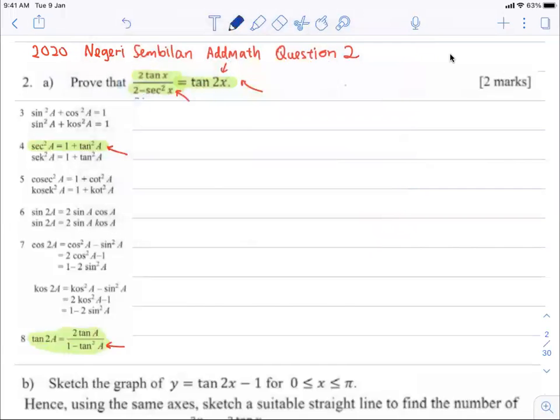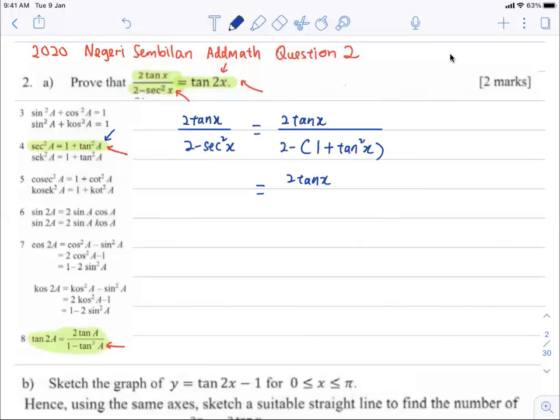From the left hand side, 2 tangent x over 2 minus secant square x. First, we apply equation number 4. Equation number 4 is for secant square x. So 2 minus secant square x, substitute in this formula, 1 plus tangent square x. So we have used the first formula, we'll get 2 tangent x over 2 minus 1 plus tangent square x.